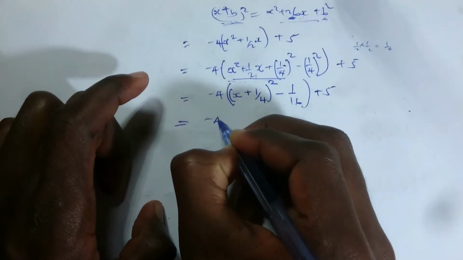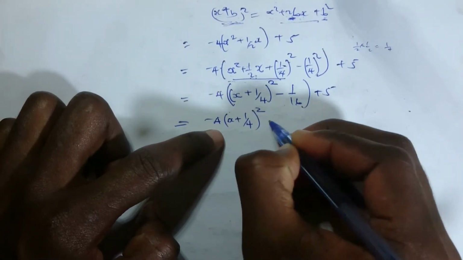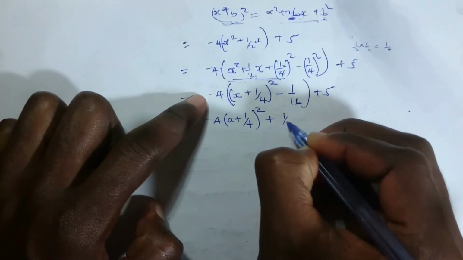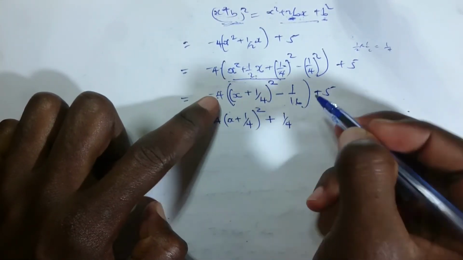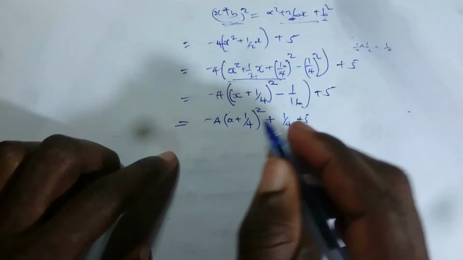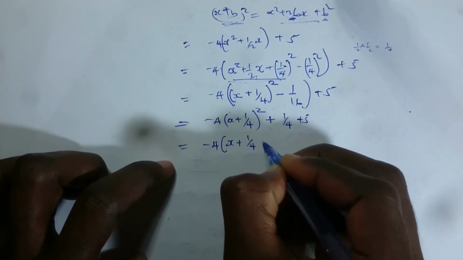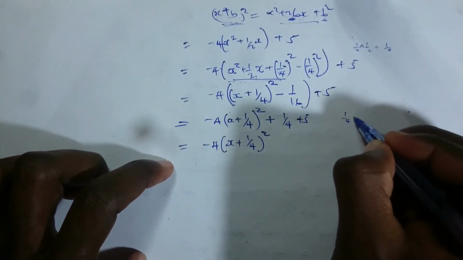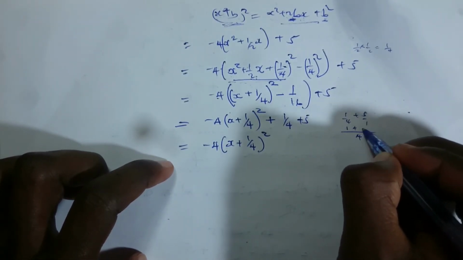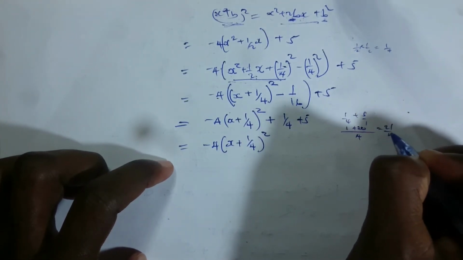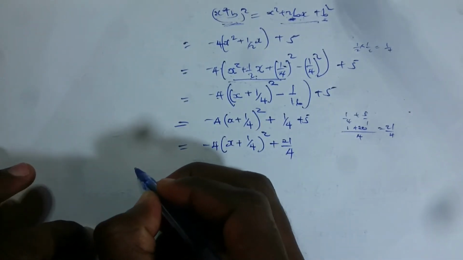So that here we have now minus 4 into x plus 1 out of 4 squared, then plus 1 out of 4. If you open this bracket, negative 1 out of 16 times negative 4 becomes positive 1 out of 4, then plus 5. I've just opened the bracket. Now I have minus 4 into x plus 1 out of 4 squared. There we have 1 out of 4 plus 5 out of 1. That means the common denominator is 4. There we have 1 plus 20, which is 21 out of 4. So there we have plus 21 out of 4. In other words, we have now our expression.